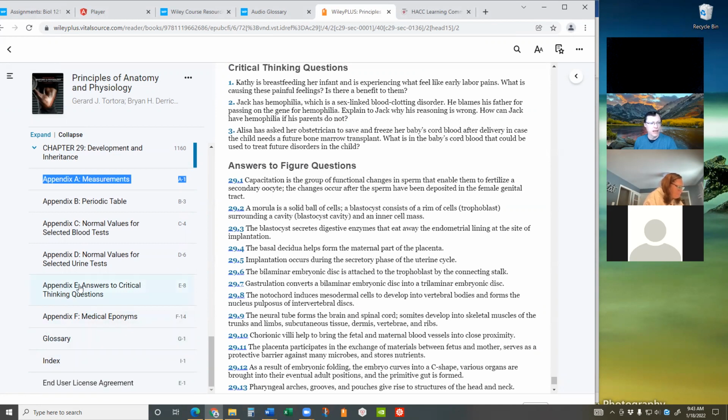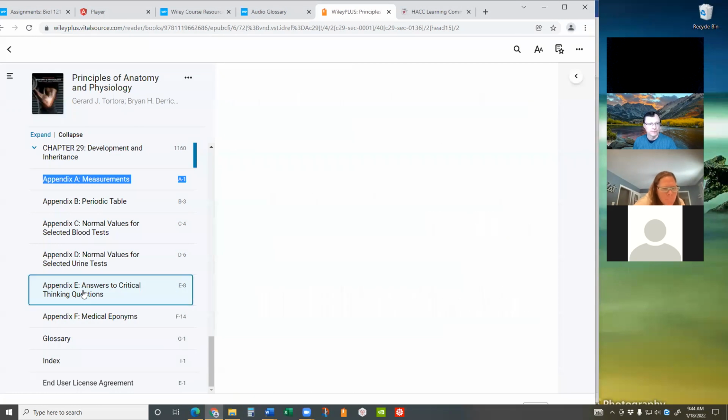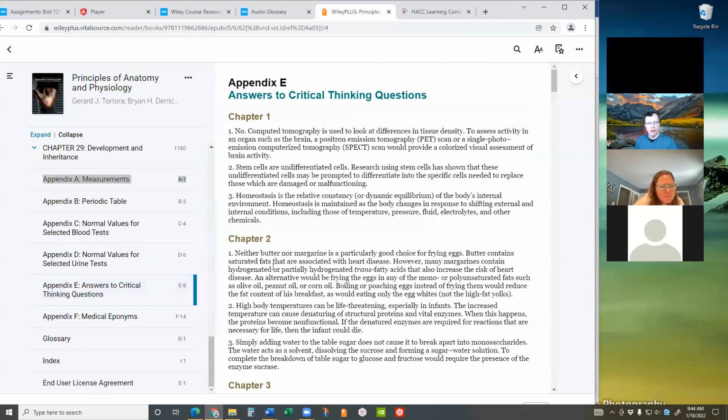Appendix E, answers to critical thinking questions. So I'm going to hit Appendix E, E as in egg. There we go, answers to critical thinking questions. So Appendix E. I'm just typing into the chat window. Appendix E has the answers to critical thinking questions.